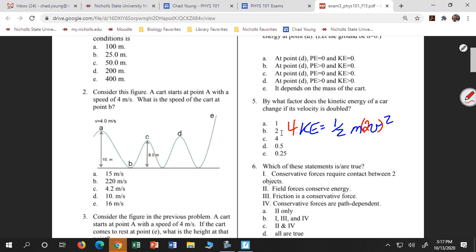Also, conservative forces are path dependent. That means, oh, I'm sorry. Conservative forces are path independent. Non-conservative forces are path dependent. I talked about this in the video, but we didn't get into this in the class really.